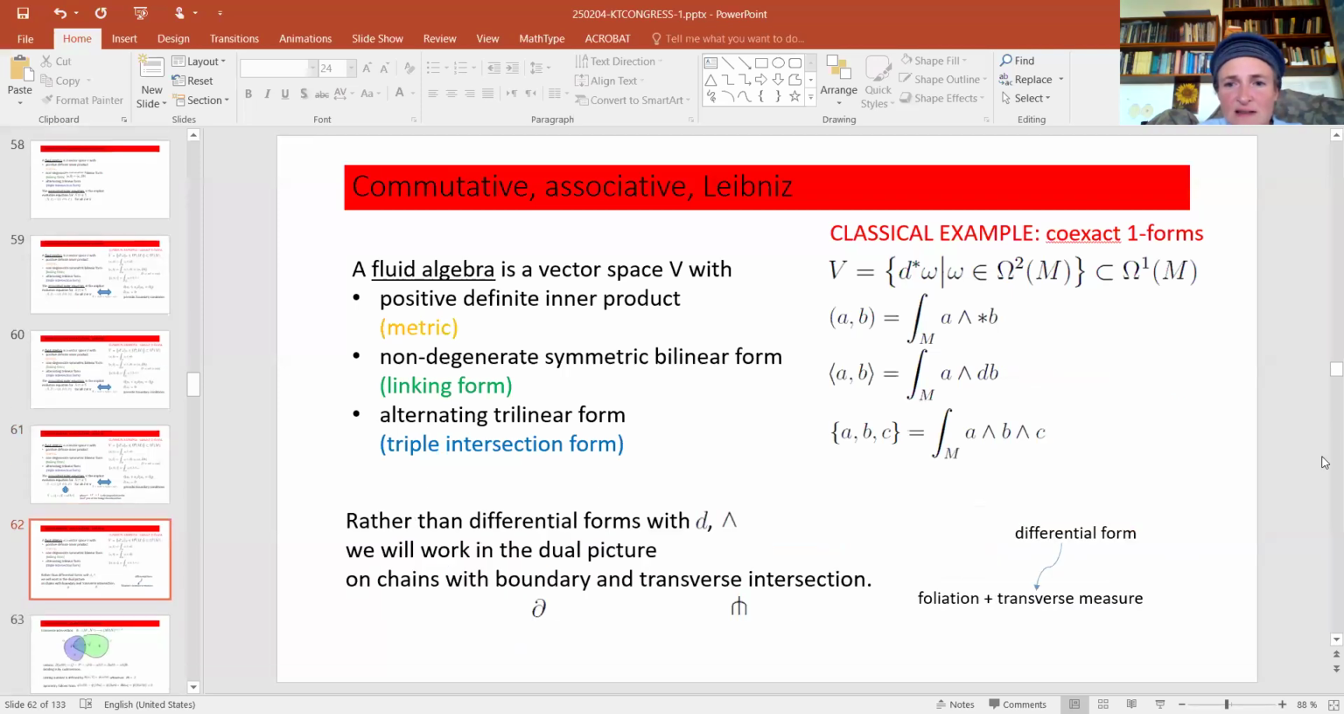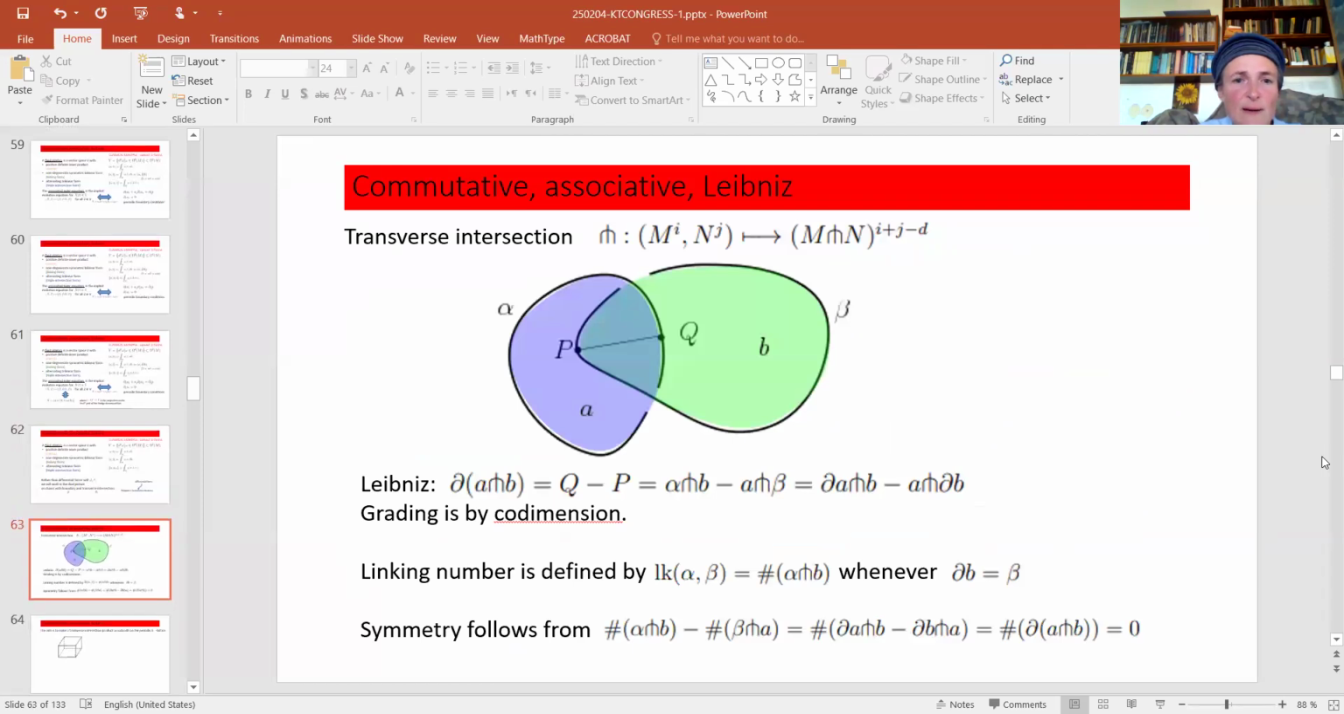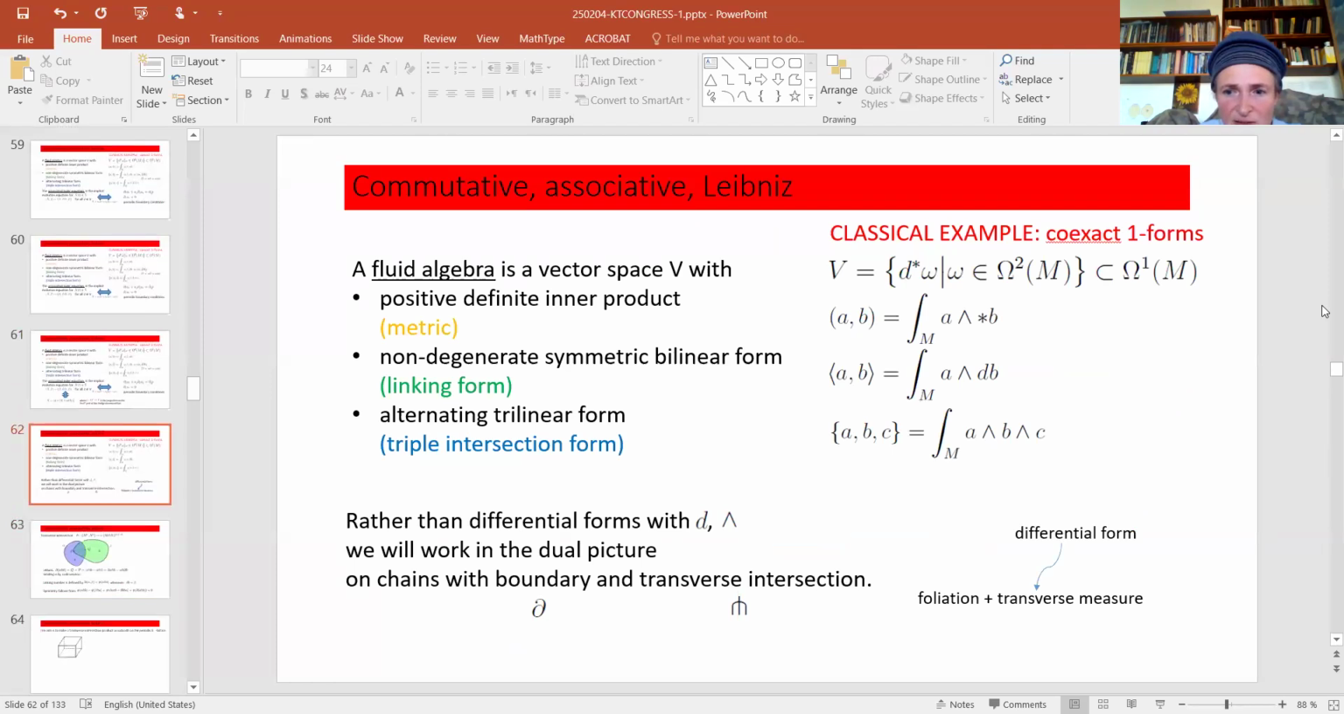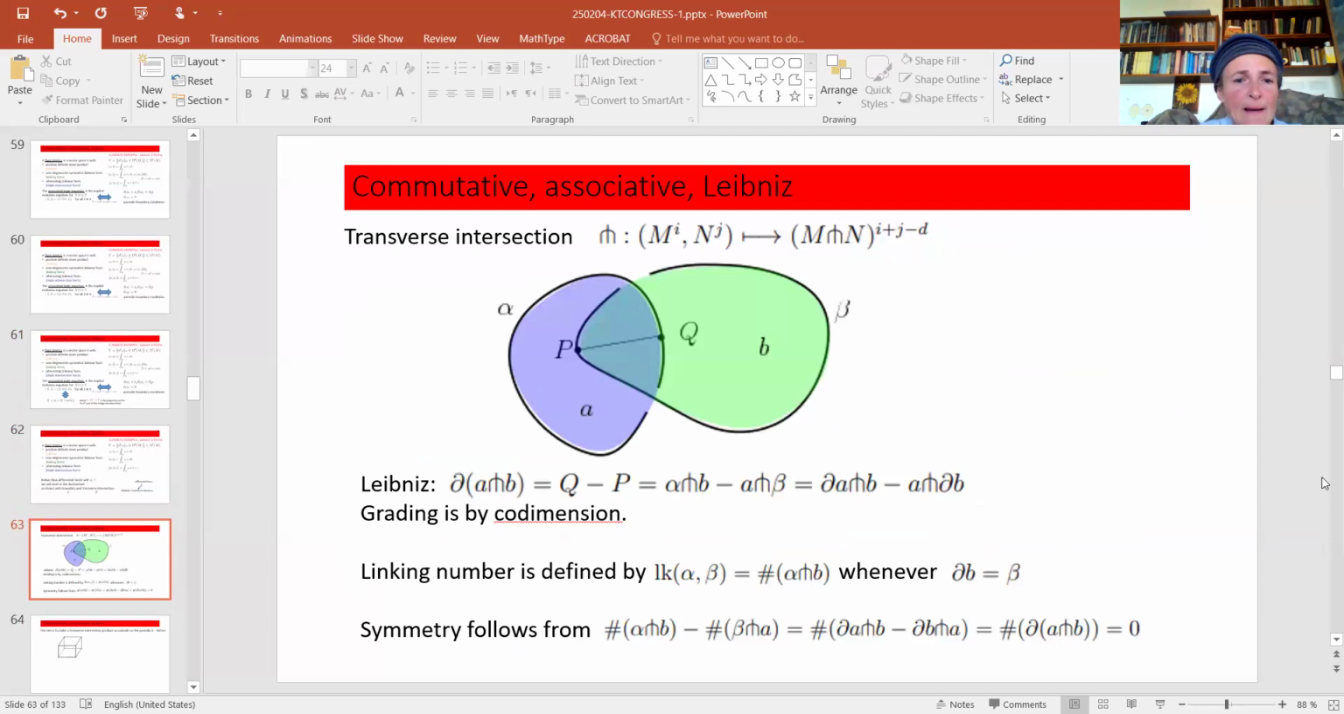Okay, so let's see what we can do. As I say, jumping one back: instead of thinking of differential forms, we'll think about them in the equivalent way as a foliation plus a transverse measure. So we'll be thinking about chains.